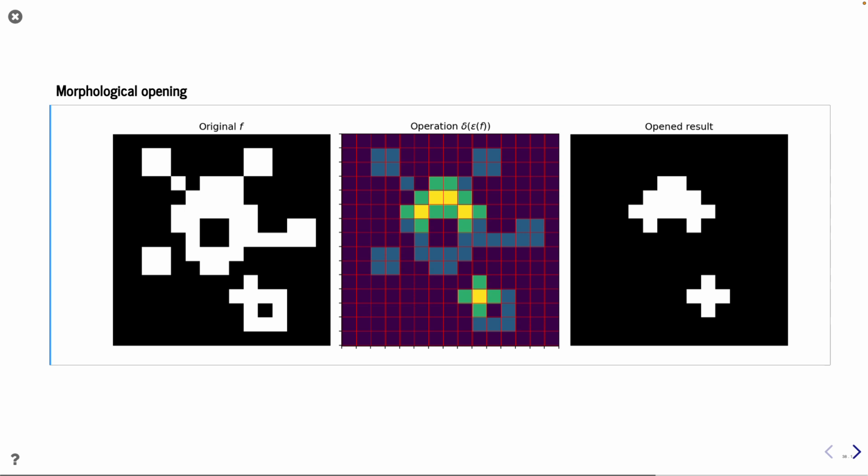and sometimes you even do a cascade of opening and closing with different sizes of structure elements. It really depends on what the character is of your segmented image. If you need to do too much opening and closing, then maybe you should go back and redesign your segmentation algorithm.